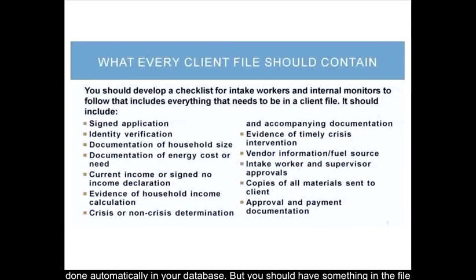But you should have something in the file that shows how income was calculated. You shouldn't just have a line item that says household monthly income and a number that appears there. It should be very clear to an outside reviewer of your files how you arrived at that number.